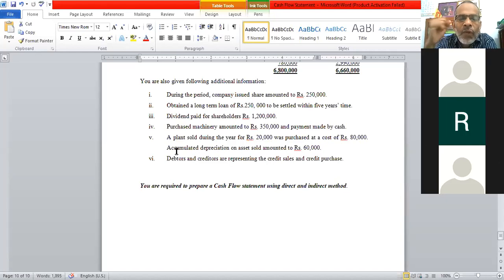A plant sold during the year amounted to 20,000, was purchased at a cost of 80,000. Accumulated depreciation on the assets sold by the particular company amounted to 60,000. Look at the cost of the plant during the year, 80,000. Up to now, the accumulated depreciation or total depreciation today 60,000 would be deducted from 80,000. Net book value of the plant is 20,000, that has been sold for 20,000. Therefore there is no gain, no loss, because net book value is equivalent to sales proceeds.